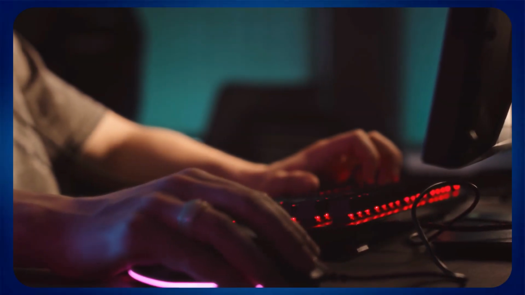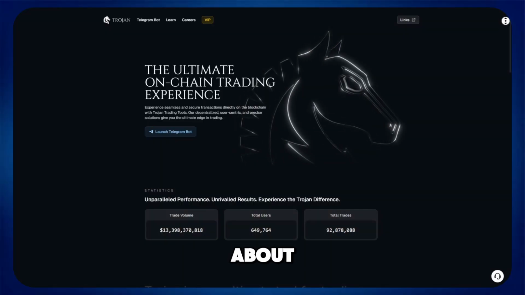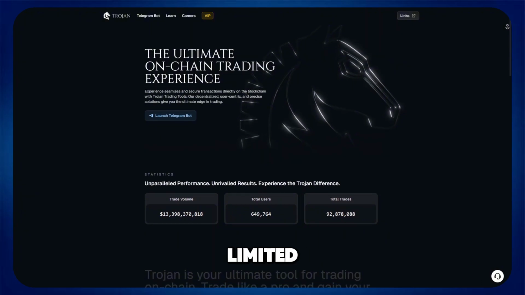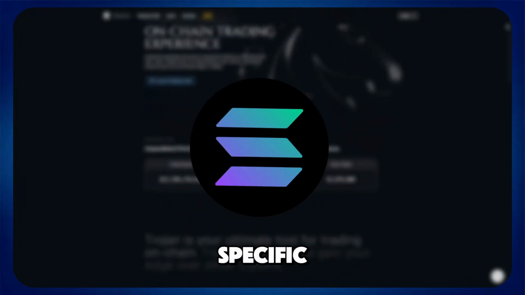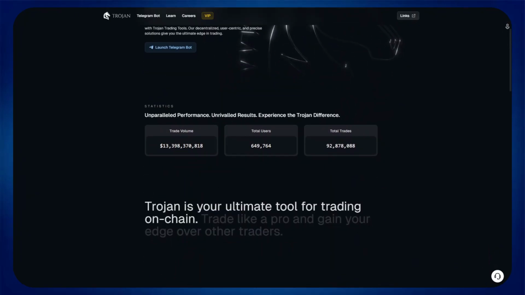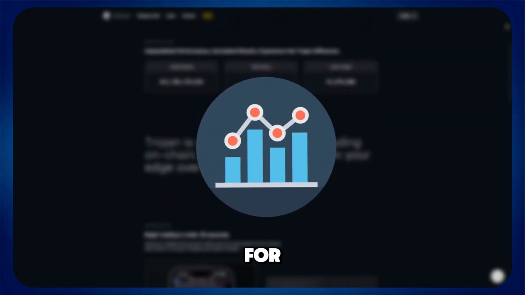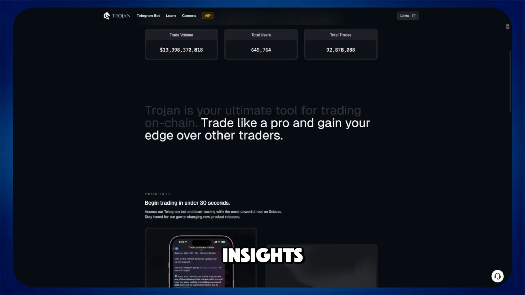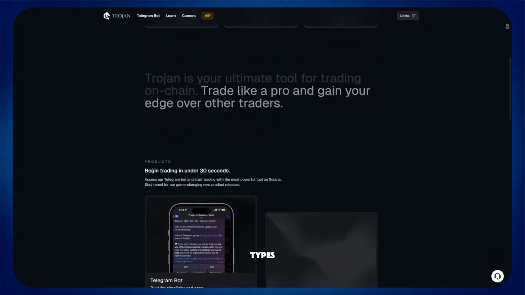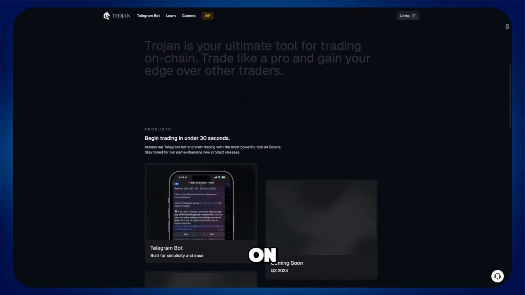Alright, let's begin. First of all, if we talk about the Trojan Bot, you will get a limited DEX integration that is focused on specific Solana tokens. Next, you will also get basic real-time analytics that is suitable for quick trading insights. In Trojan Bot, you will get order types like DCA with a focus on automation.